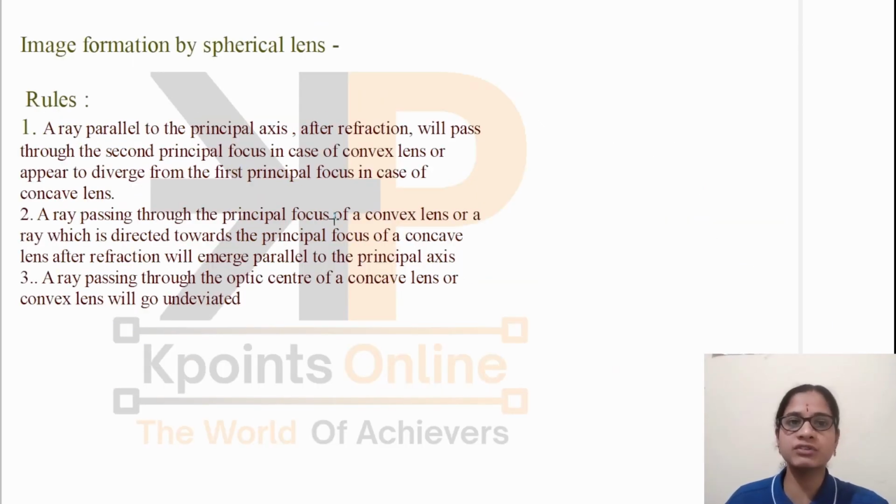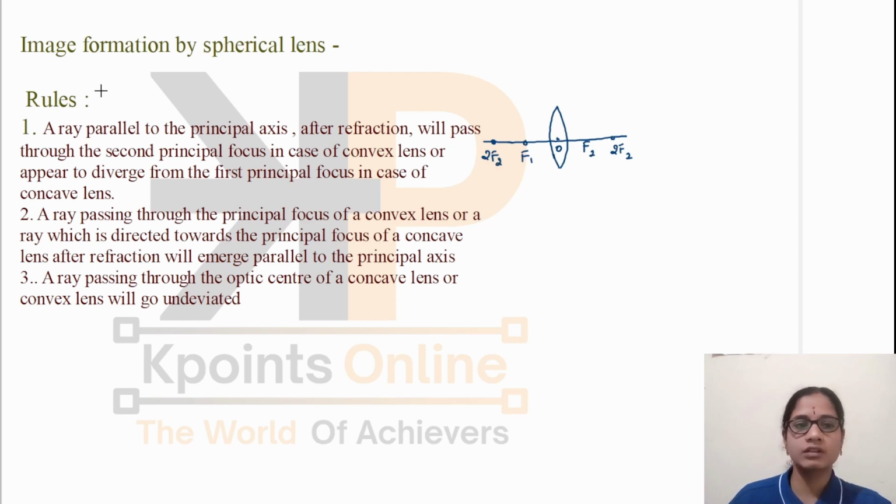Before going on to understand the formation of images by spherical lenses, let us know some rules here. Rule number one: a ray parallel to the principal axis, after refraction, will pass through the second principal focus in the case of a convex lens, or appear to diverge from the first principal focus in the case of a concave lens. Suppose this is a convex lens: optic center, second principal focus, center of curvature, first principal focus, center of curvature. Now the rule is, a ray which is parallel to the principal axis will pass through the second principal focus in the case of a convex lens.